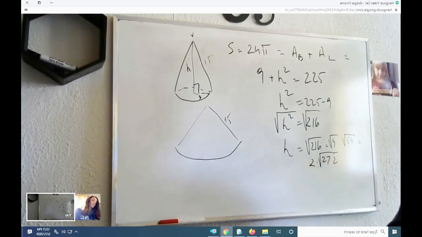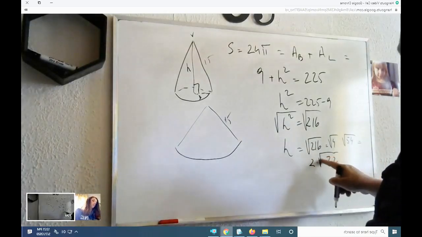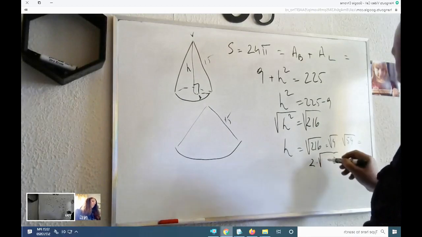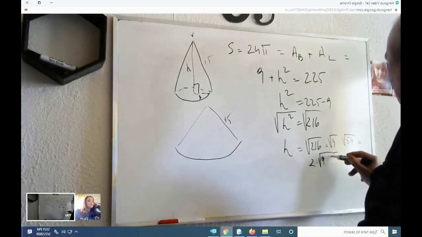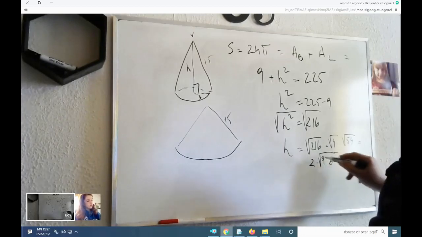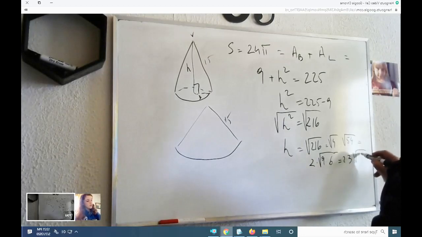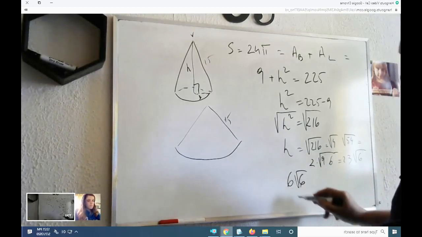And square root of 27, I was wrong. So it's square root of 9. 27 is 9 times 3, times 2 is 6. So we can get out the square root of 9, which is 3, times square root of 6. So anyway, the height is 6 times square root of 6.